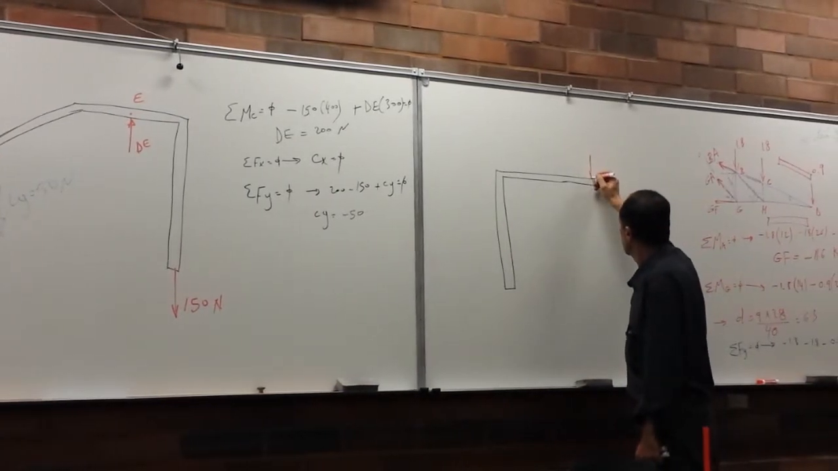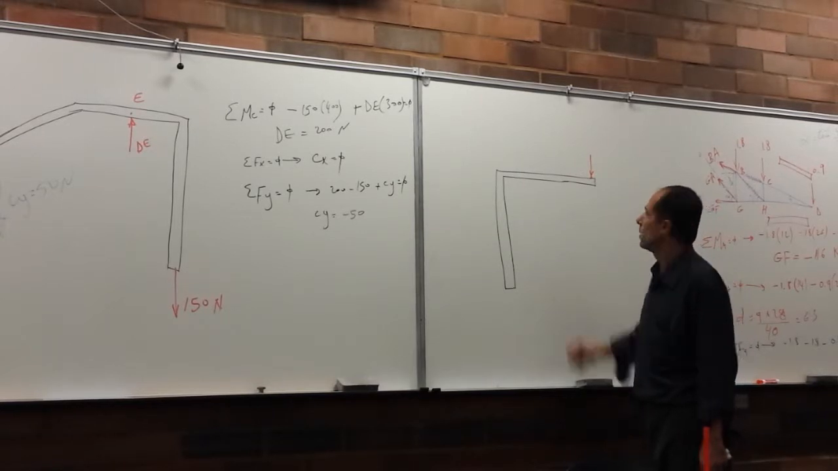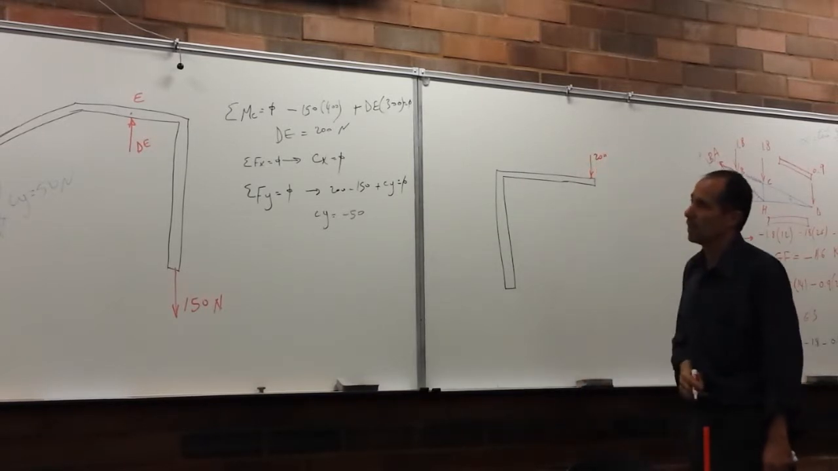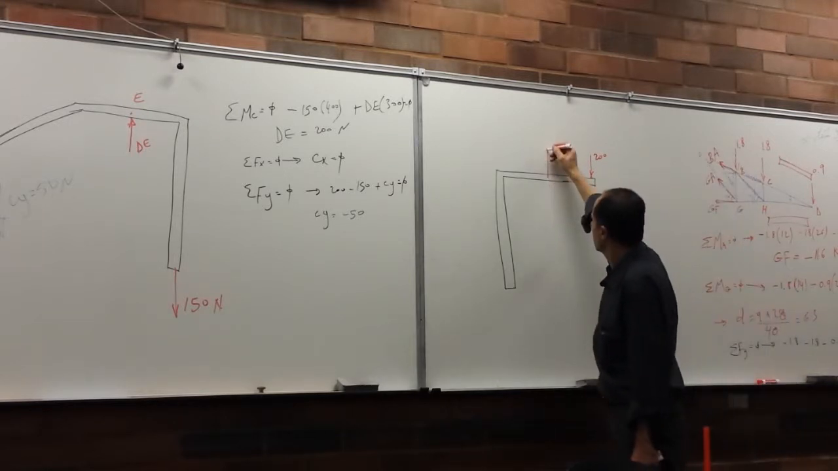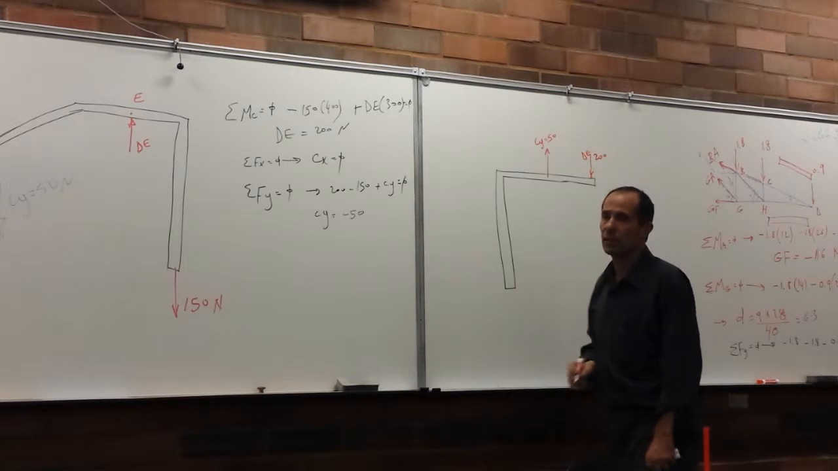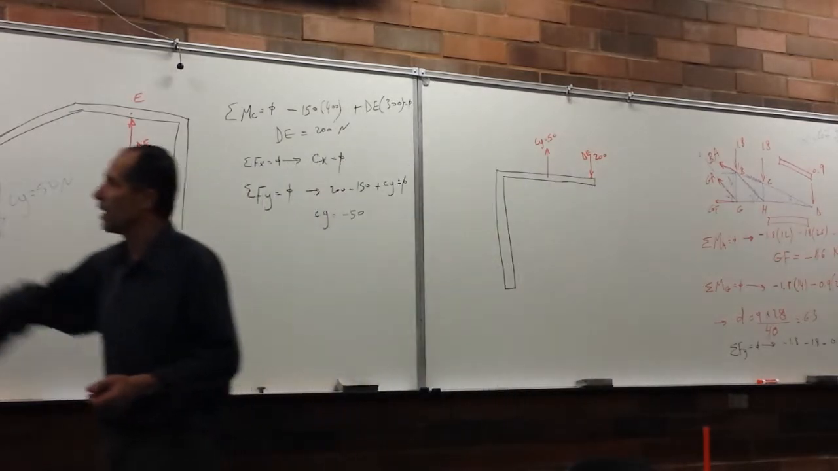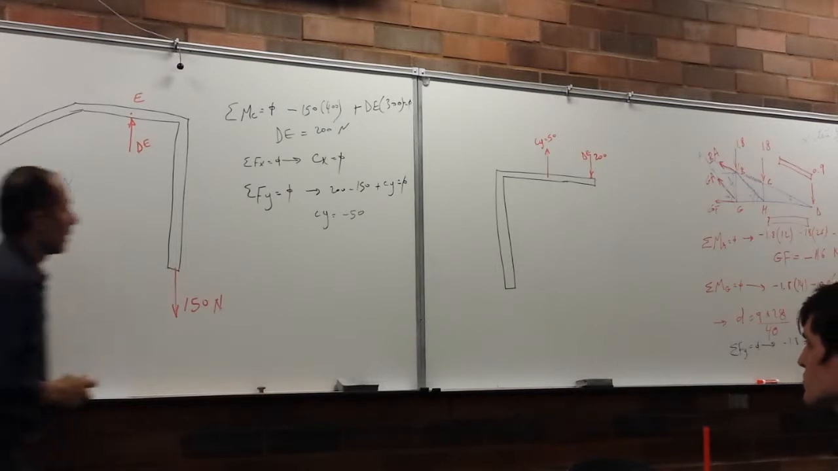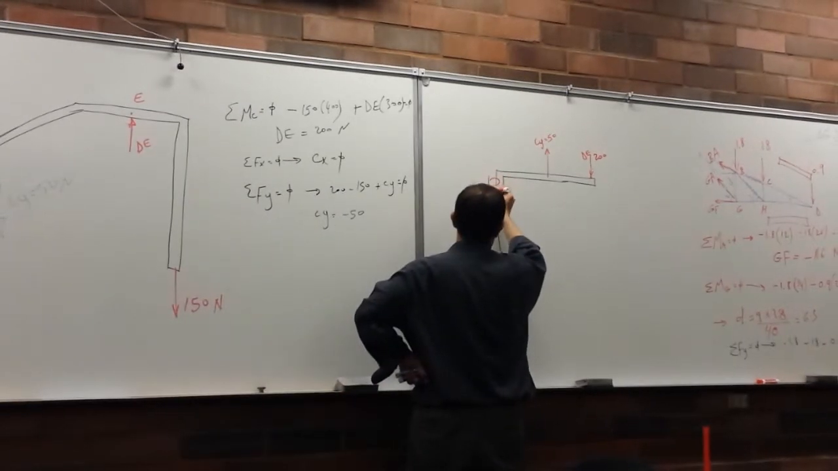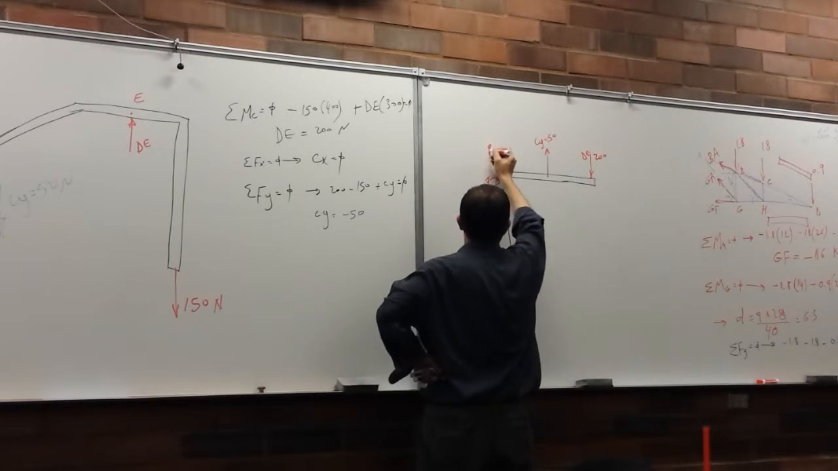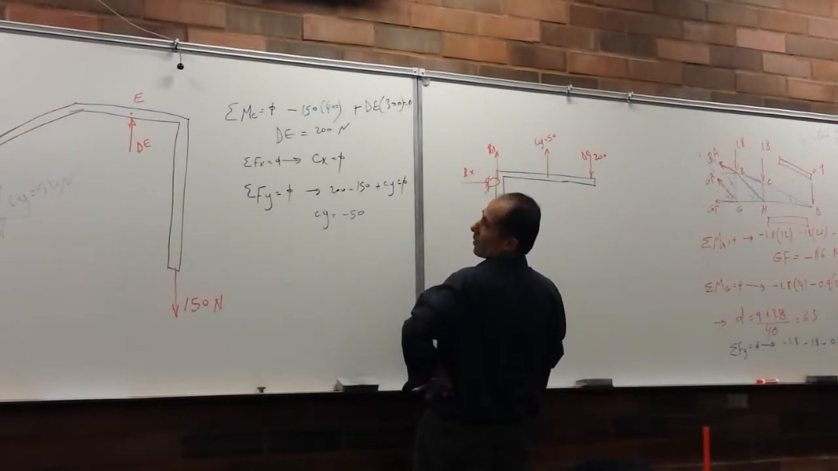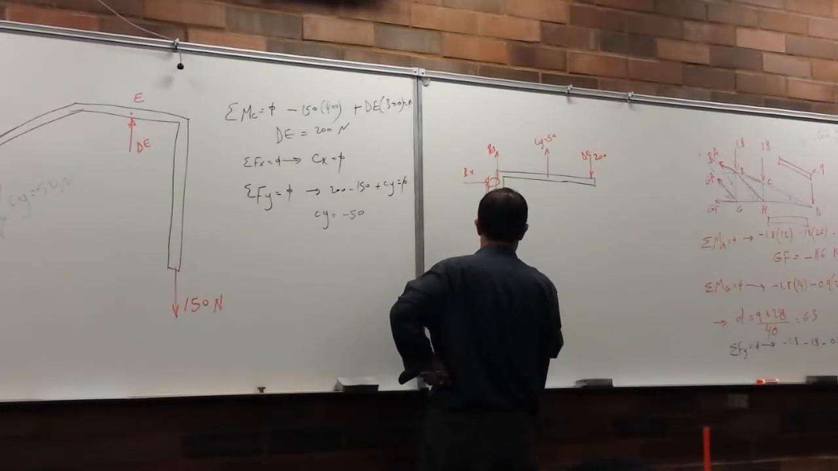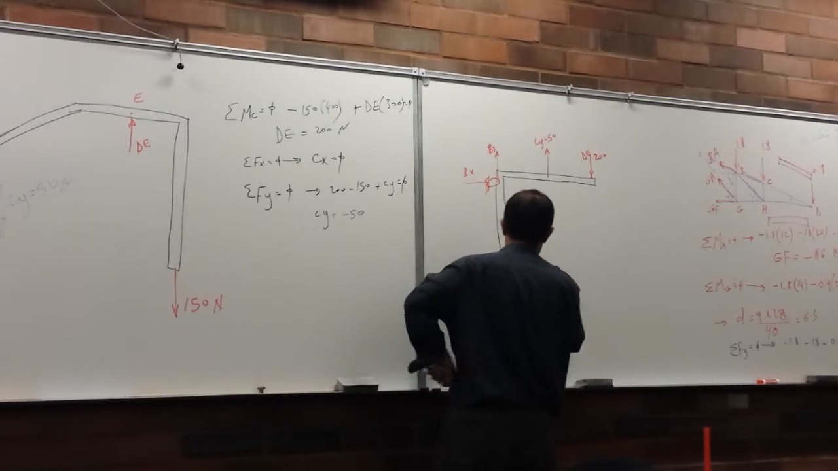DE, opposite direction, 200. CY is 50. Agree on these two forces, now acting on this member. BY, BX, AX, AY.